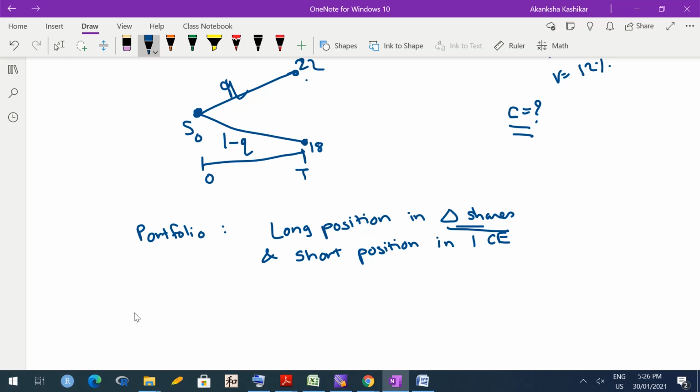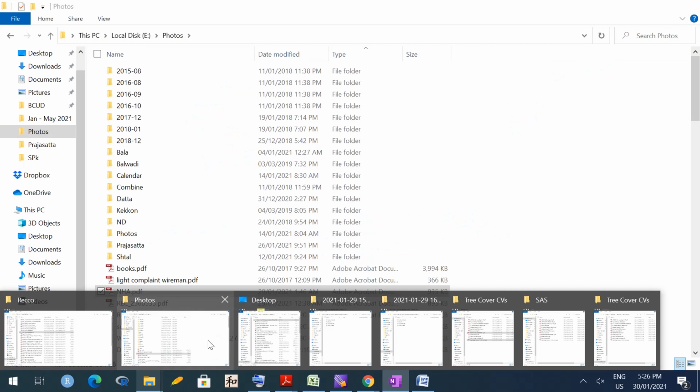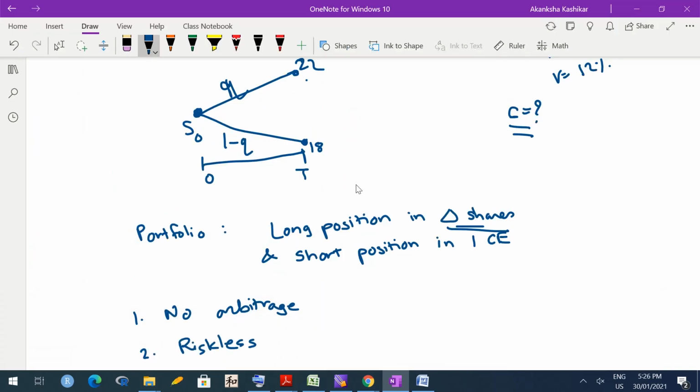We have to worry about two things. First is no arbitrage, and no arbitrage would actually mean that my portfolio should remain riskless. What do I mean by that? It means that irrespective of whether the market goes up or down, my portfolio worth should remain the same. And that would mean my portfolio is riskless. So generally we would try to construct a riskless portfolio.